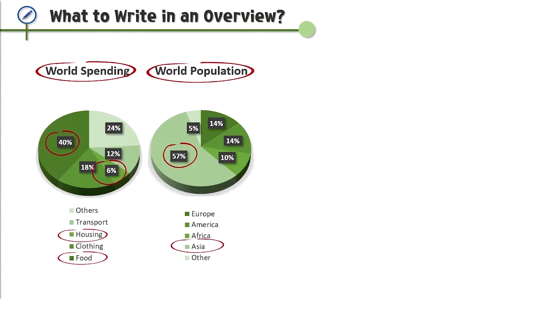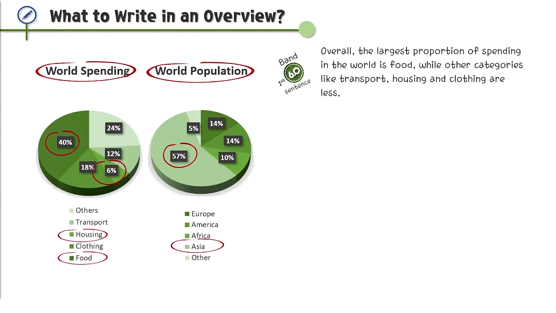So let's check these 2 overviews. Overall, the largest proportion of spending in the world is food, while other categories like transport, housing, and clothing are less. First off, let us check the first sentence. This part of the overview added the first key feature, but used the word spending, which is also given in the chart. There was also a mistake in the use of the word last to compare the first feature.